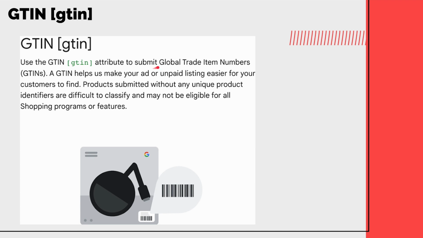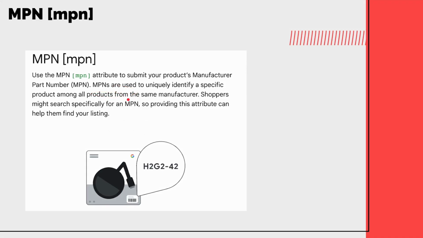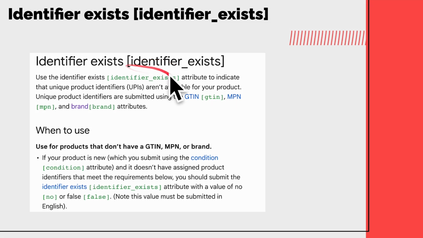So this is like a UPC code. It's better to not have this at all than to put an incorrect one, because this will disapprove your ads. But essentially, this will help Google identify you quicker than even any titles or descriptions you can add. And then same thing for MPN. You can put the brand in MPN if you don't have a GTIN, to help Google match you up. And then if you don't have an identifier that exists, you can just put false or no so that Google doesn't put one automatically in your account.